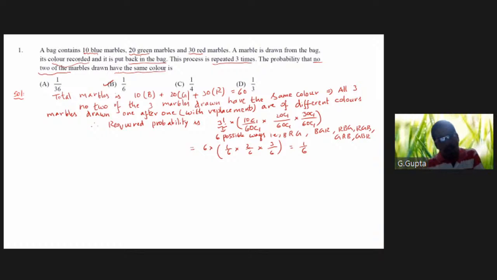So here, the balls drawn one by one are independent because they are put back into the bag. Put back in the bag means independent events.